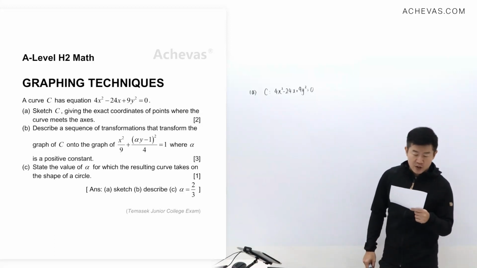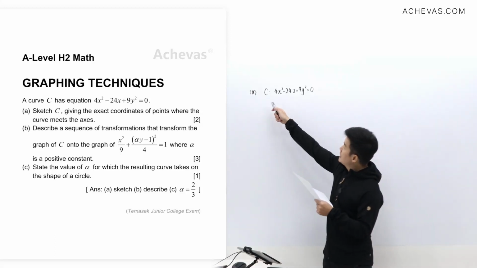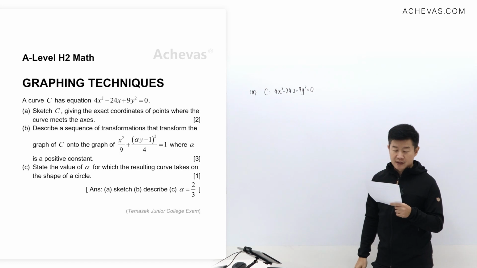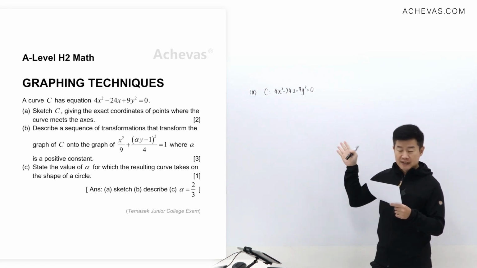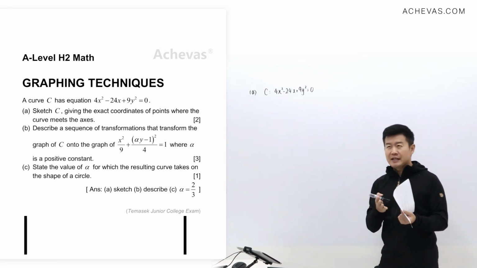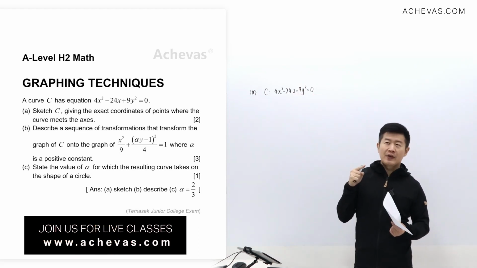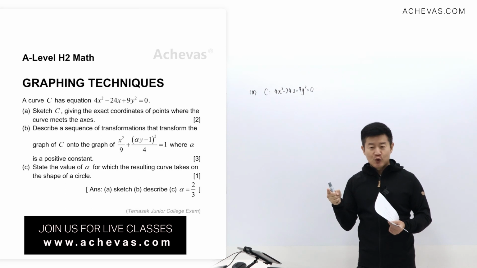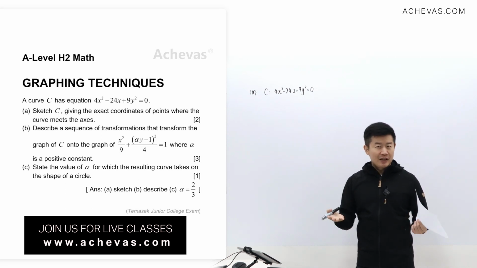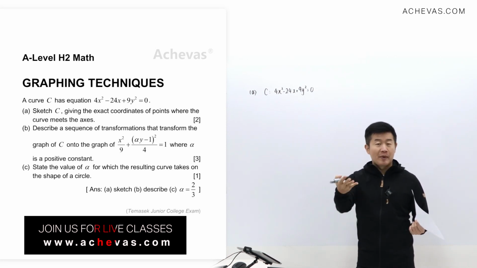In part A of this question, we are given that curve C has this equation over here, and we are supposed to sketch curve C. In order for us to sketch curve C, it would be better to look at this equation and think of whether it is possible for it to follow some slightly more standard equation of a curve that we actually know about.